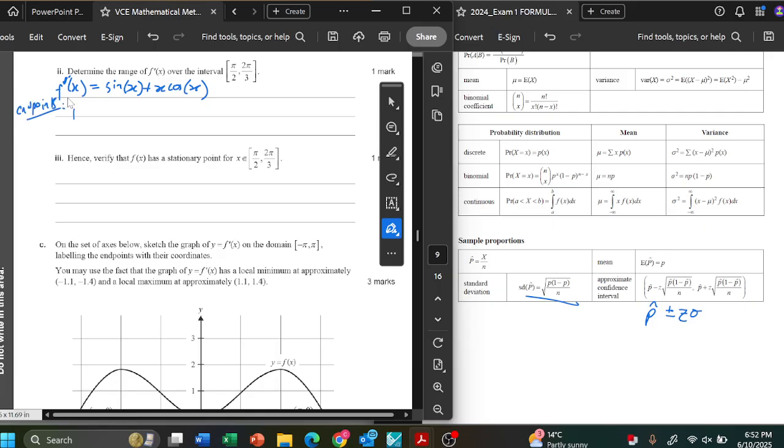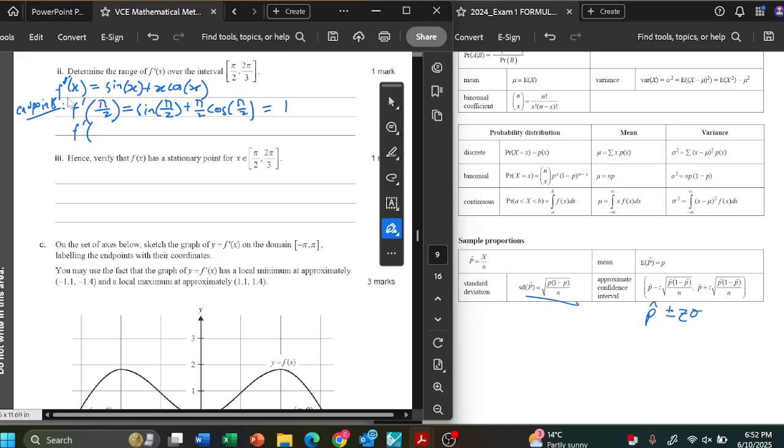The 2 endpoints here are x equals pi on 2. So that gives us sine pi on 2 plus pi on 2 cosine pi on 2. Sine pi on 2 is equal to 1, and cosine pi on 2 is equal to 0. So that's just equal to 1 all up.